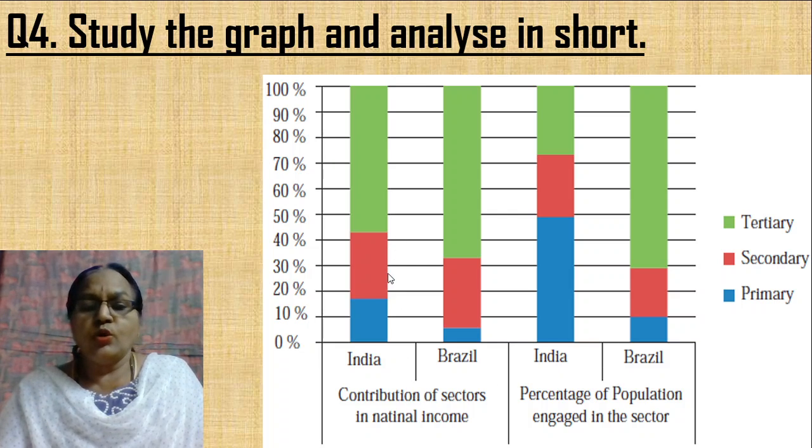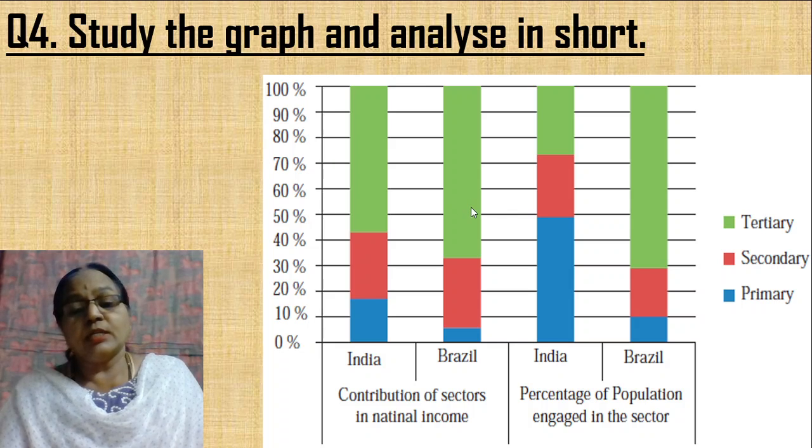Okay, so look at this here. The blue color tells you that this is the primary sector. The pink one tells you that this is the secondary sector, and the green one is the tertiary sector. So, contribution of the sectors to national income. When you look at these two, you find in India the primary sector contributes more towards national income, but in Brazil the primary sector contributes less. Then the secondary sector more or less is the same, but the tertiary sector, look at that. When you compare India with Brazil, the tertiary sector contributes more towards national income in Brazil.